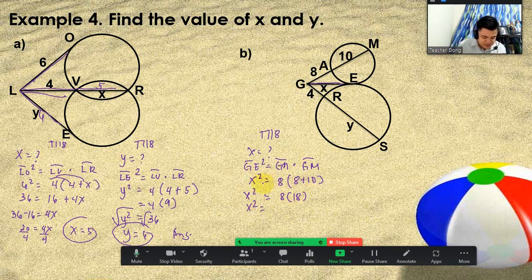Okay, so 8 times 18 is 144. Then extract the root of both sides. x is equal to positive 12, since the square root of 144 is positive 12. So the value of x here is 12.